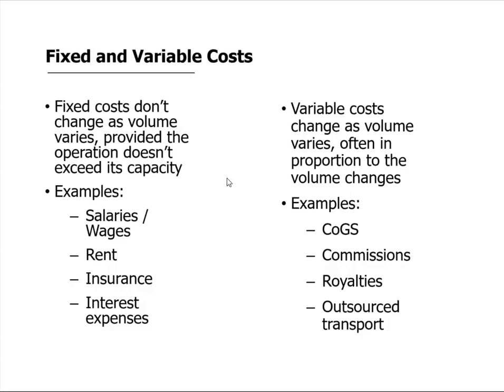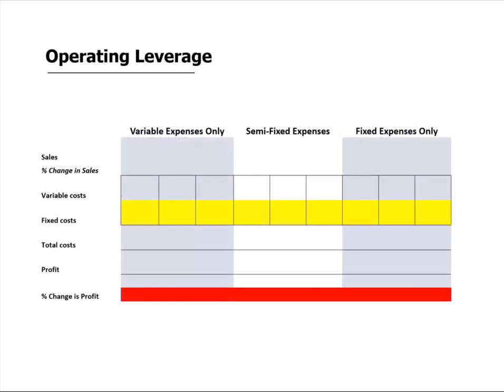Now that we understand the difference between fixed and variable costs, let's use some numbers to understand why this is so important in a business. So I have a grid here where I'm going to put in some details that describe 3 different business models. So the headings are here: variable expenses, semi-fixed expenses. Semi-fixed means some variable and some fixed. And here at the end, some fixed expenses. And let's explore these different business models and see what appears.